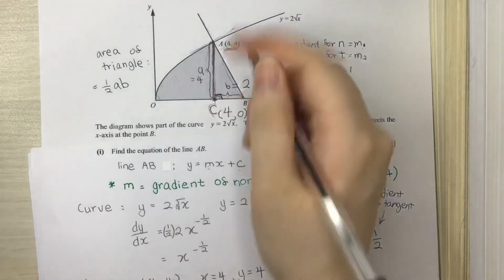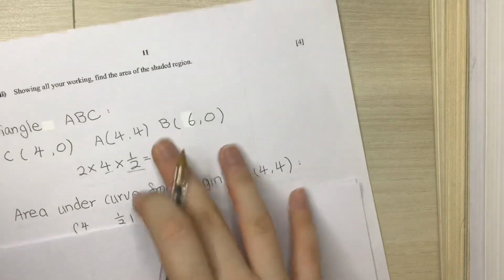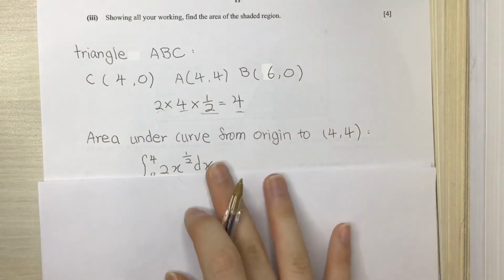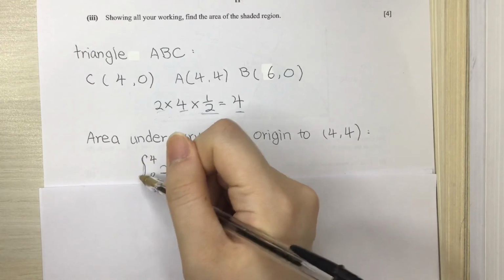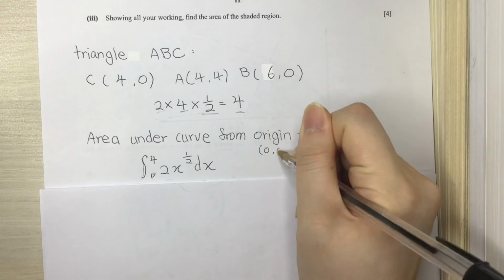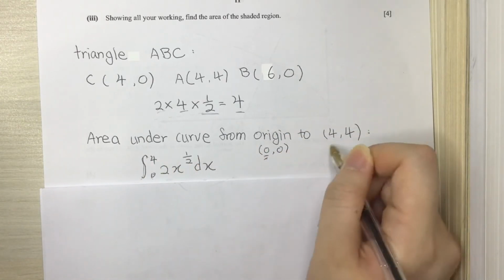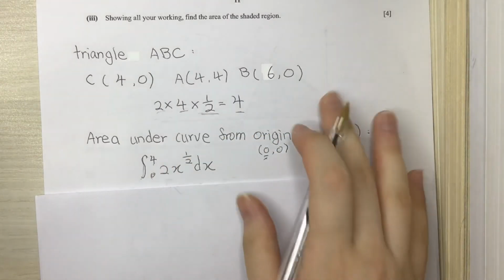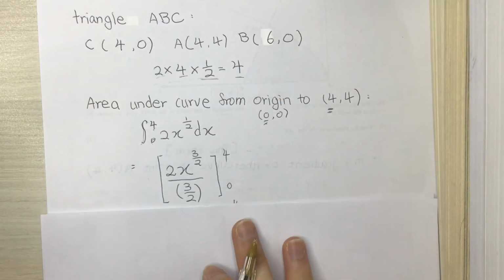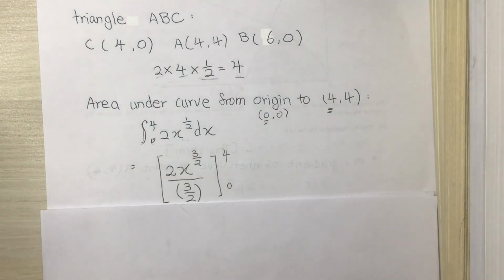So it's pretty straightforward. All you have to do is integrate the formula of this curve and insert the numerical values, from which point to which point at the side over here. So it's from origin. Origin means 0, 0 to 4, 4. In other words, we look at the x coordinate. So in other words it's 0 to 4. Just write it down, and then you integrate the formula of the curve here.